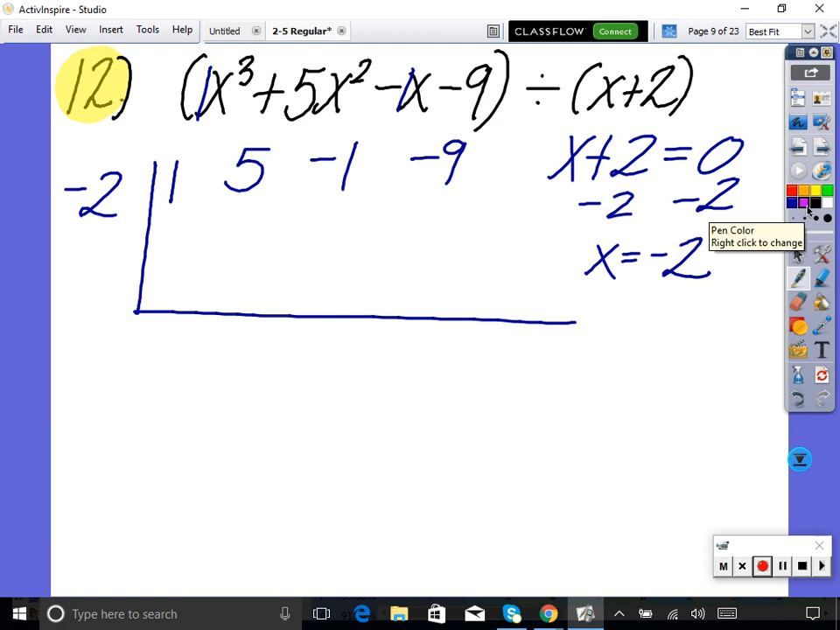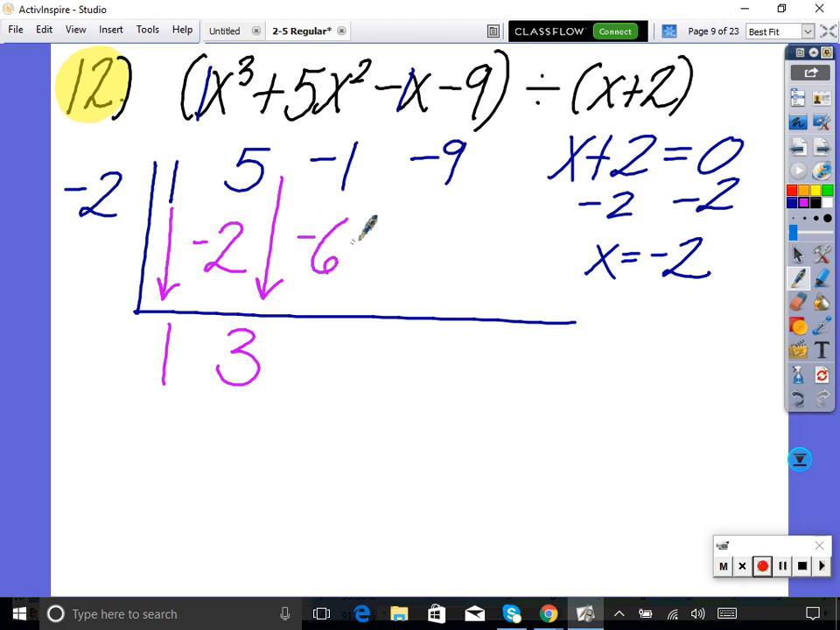And remember, we always add straight down and then multiply up. So 1 plus nothing is 1. 1 times -2, and then we add straight down. We get 3, right? We multiply up, 3 times -2, and then we add straight down. -7 times -2, and then we add straight down. Okay, perfect.